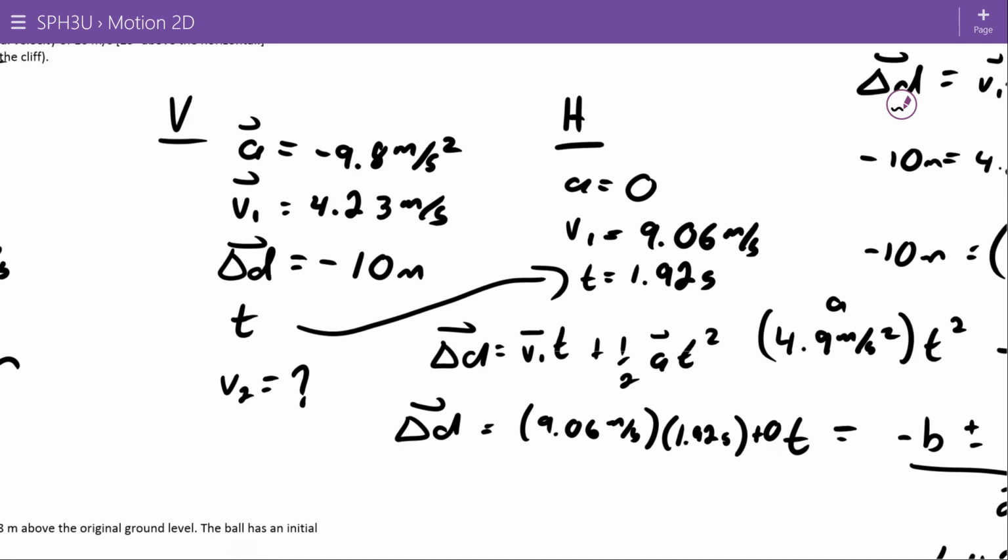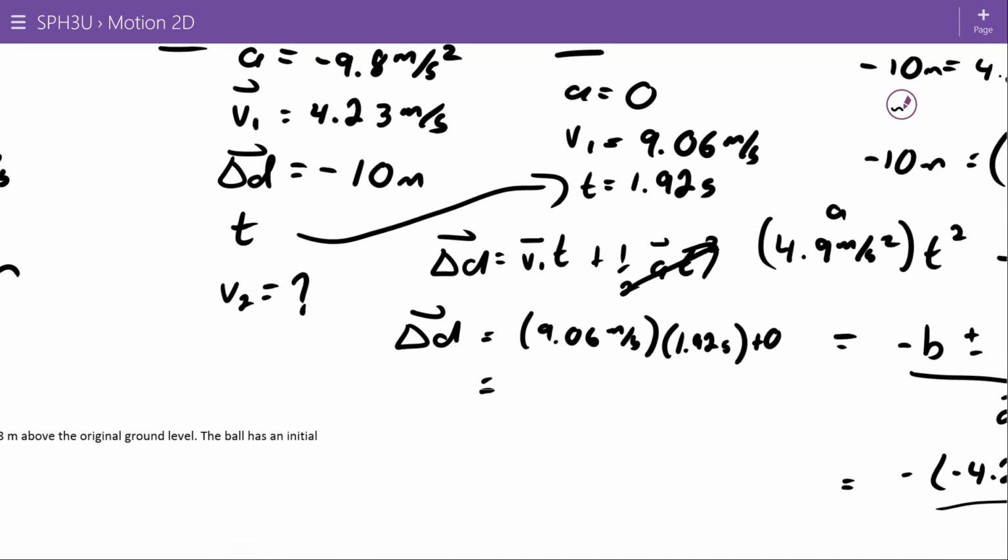And I've got a 0 for my acceleration here, so this whole term is ignorable. Let's not get these things confused. In fact, I can just erase that because I'm focused here. So I'm going at 9.0 meters per second for almost 2 seconds, and that means that I'm going to travel a distance of 17.4 meters. And that's my horizontal range. So this is horizontal. So that's how I found the horizontal range.